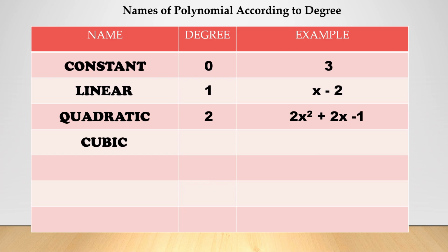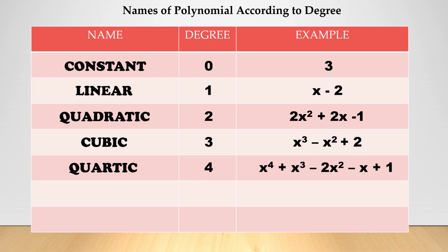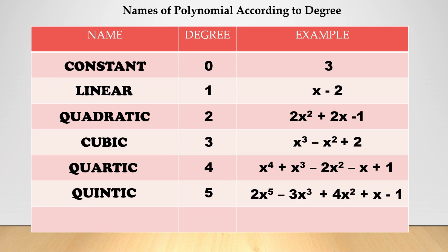Next is the cubic polynomial. It is a polynomial with degree of 3. An example is x cubed minus x squared plus 2. Then we have the quartic polynomial, a polynomial with degree of 4. For example, you have x raised to 4 plus x cubed minus 2x squared minus x plus 1. Then the quintic polynomial, a polynomial with degree of 5. Let's have an example: 2x raised to 5 minus 3x cubed plus 4x squared plus x minus 1.